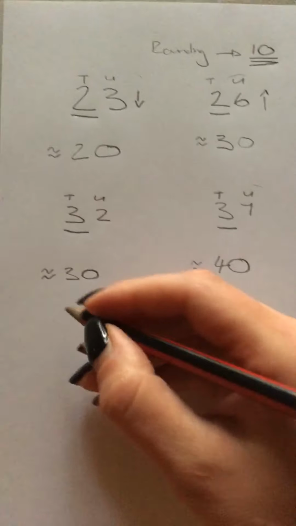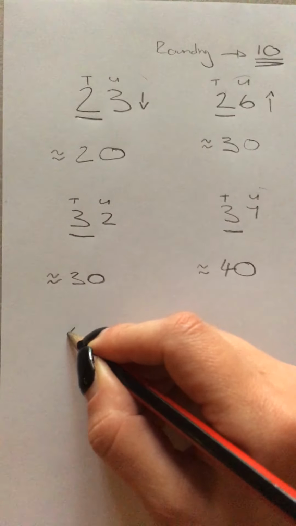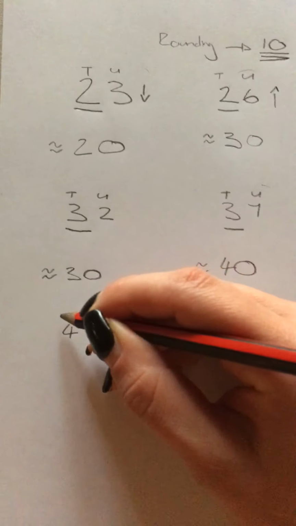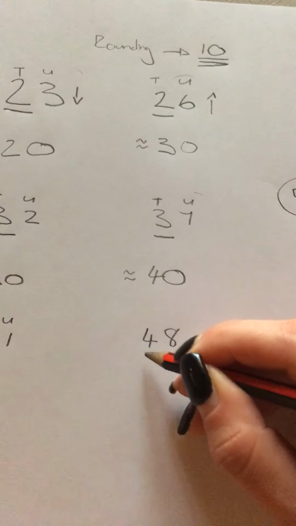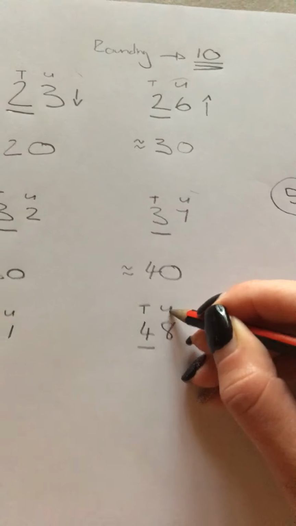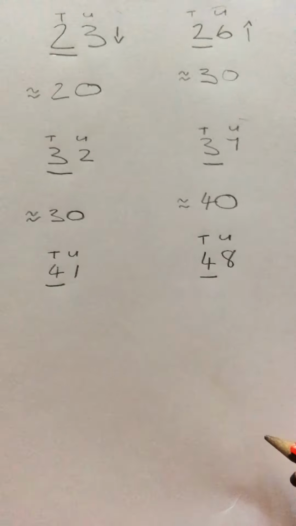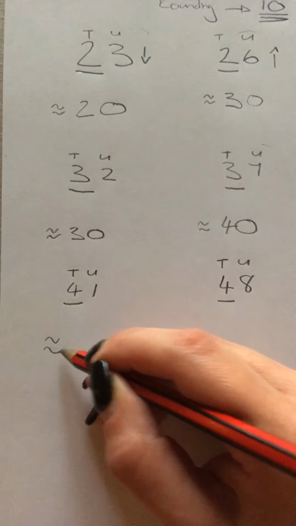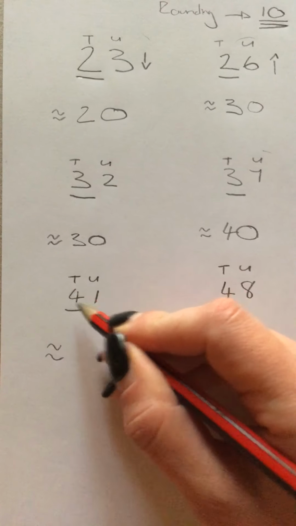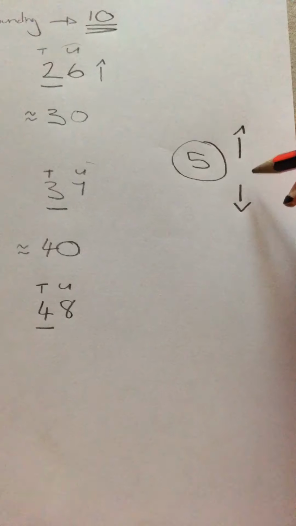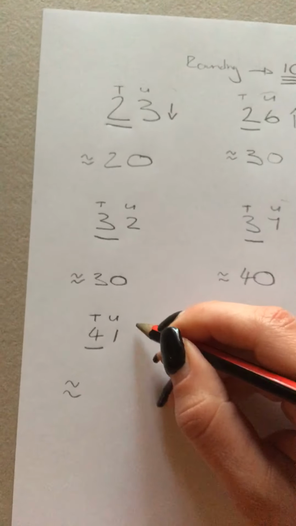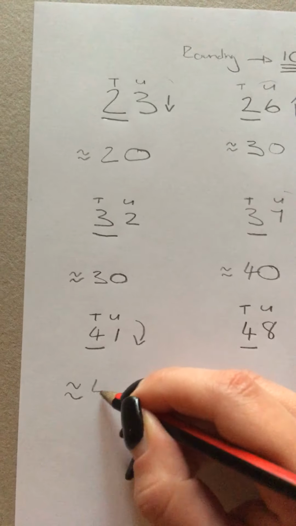I'm going to do another one in the 40s. Same thing. 41: 10, unit, underline my 10. And 48: 10, unit, underline my 10. Again, in both cases, check for the answer. We're in the 40s. The 1 is weak. It's less than 5, so we're rounding down. Then we get our answer of 40 when we're estimating.